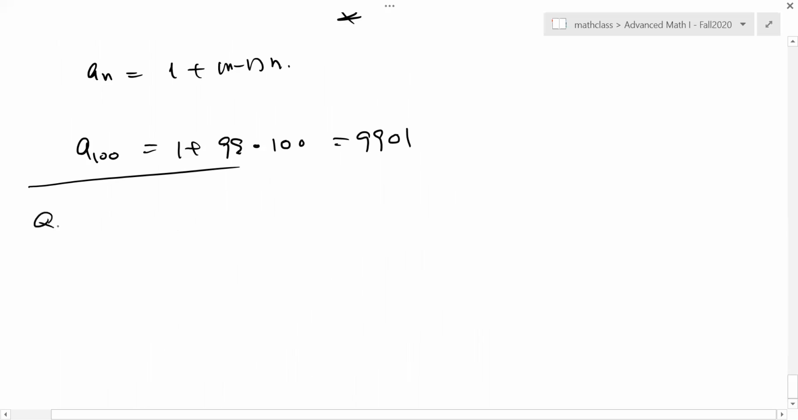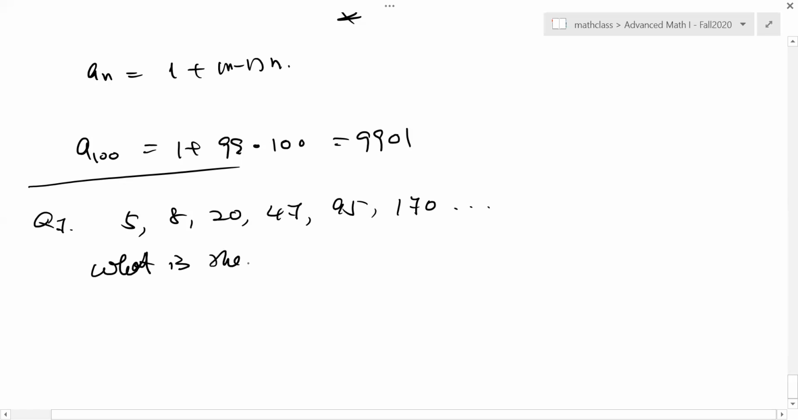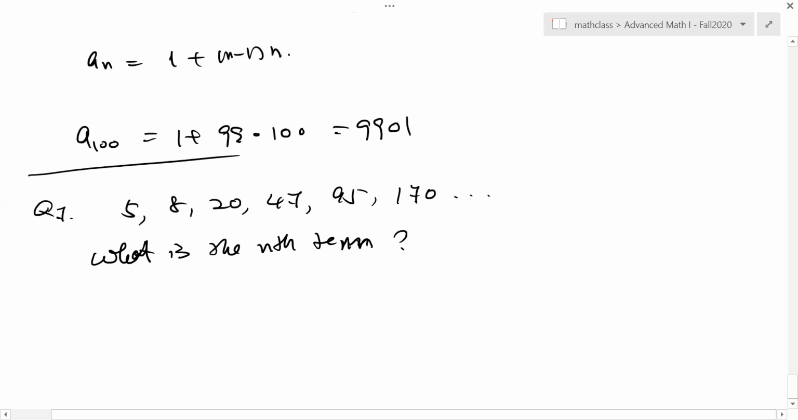All right, our next problem is problem number 7. We are given... what is the nth term? Okay, we want to find out the general term.